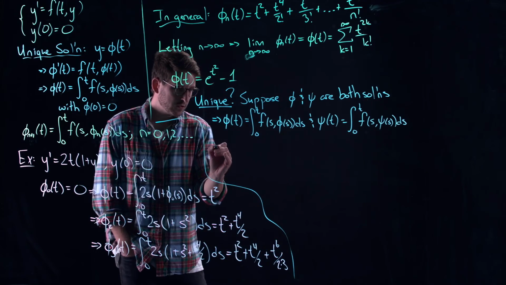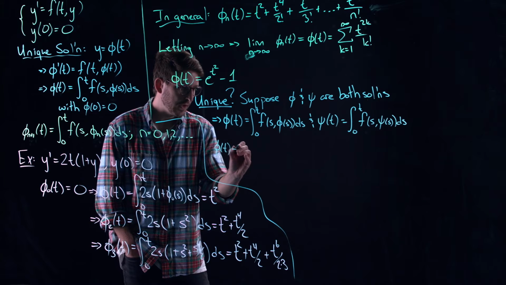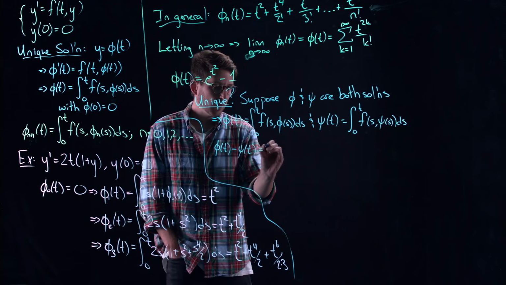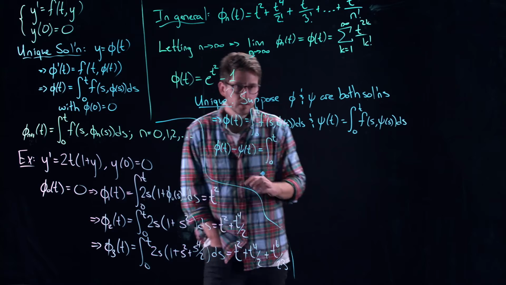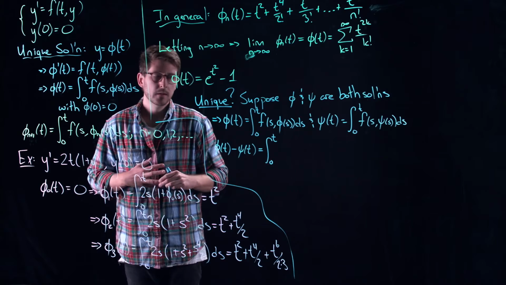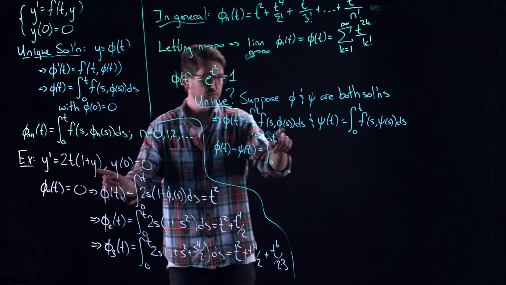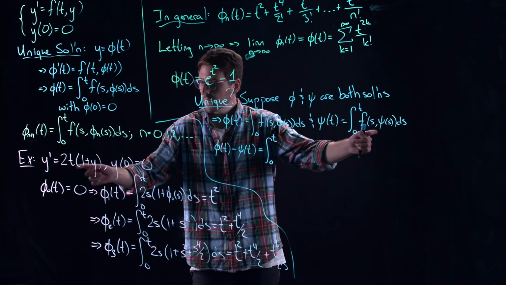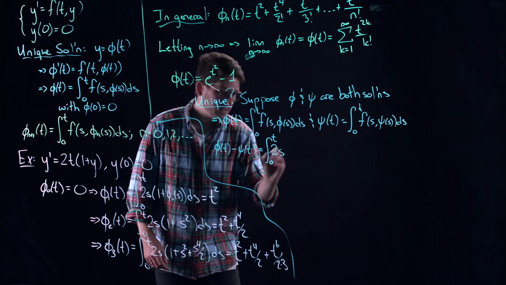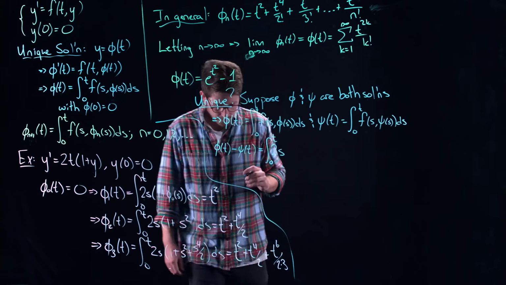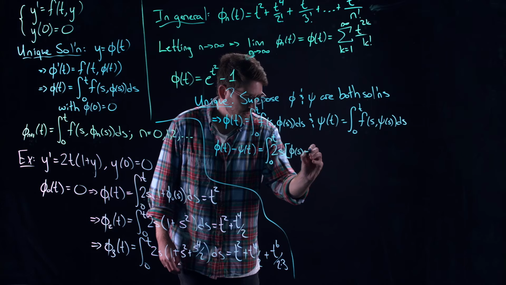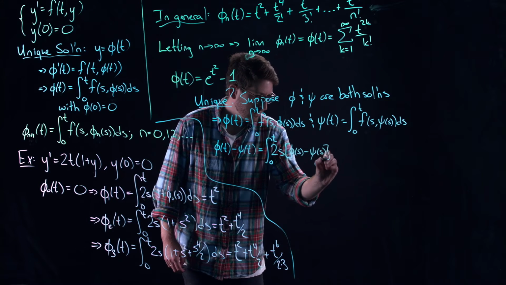So what I could actually say is that phi of t minus psi of t, if I subtract these 2 things using this integral, well, I can move them both inside the integral. And since f is equal to 2t times 1 plus y, then I get 2s times 1 plus phi and 2s times 1 plus psi. And this leaves me with an s inside of the integrand, and this should be phi of s minus psi of s, ds.